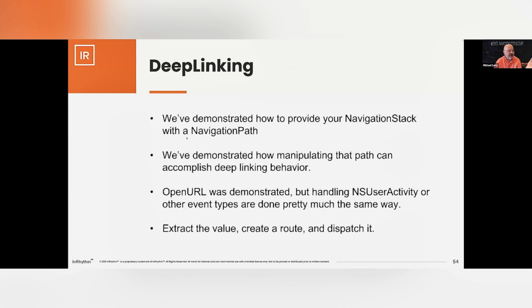We can also take this existing navigation structure that we've added, and when we provide our own navigation path, we can manipulate that path and accomplish some deep linking behavior. We demonstrated OpenURL, but pretty much the same sort of thing can be implemented for handling NSUserActivity or any other event type. We basically extract the value that we need, we create a route, and we dispatch it.